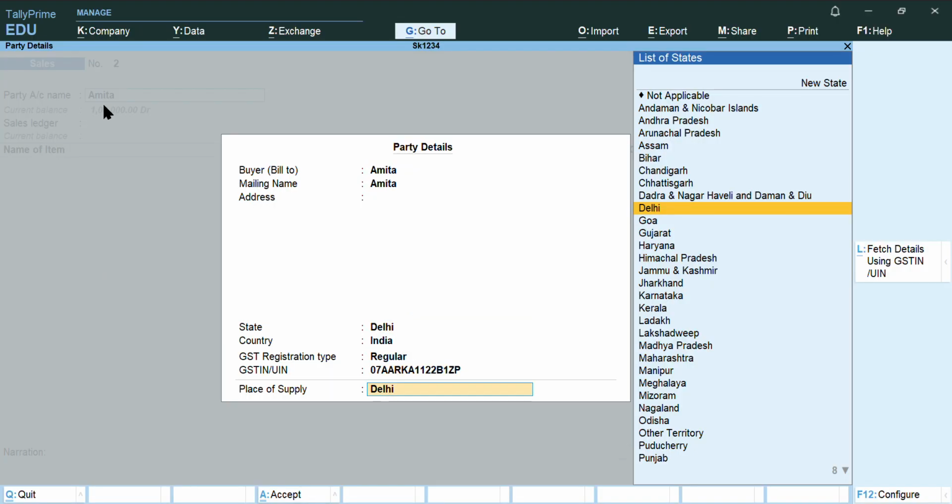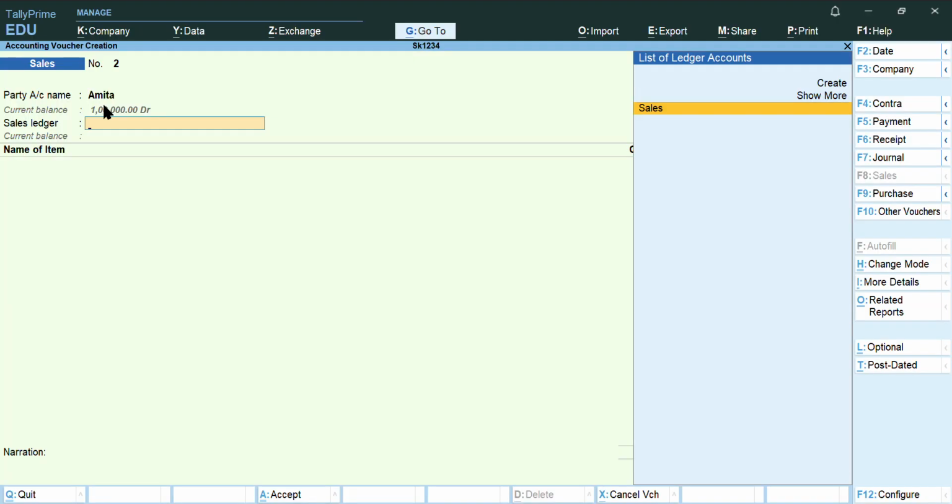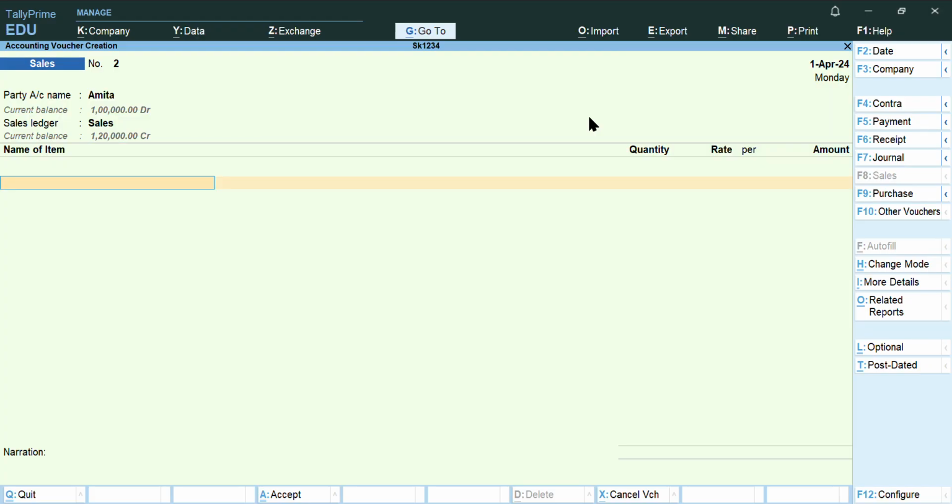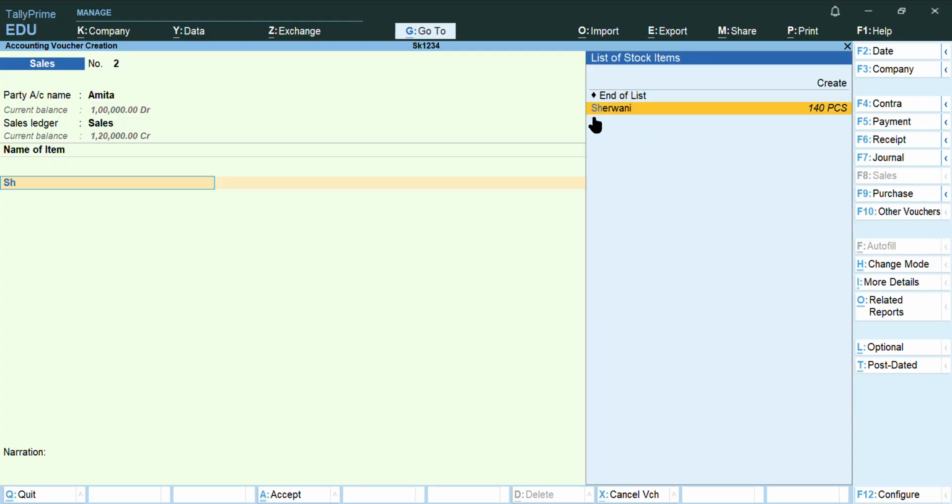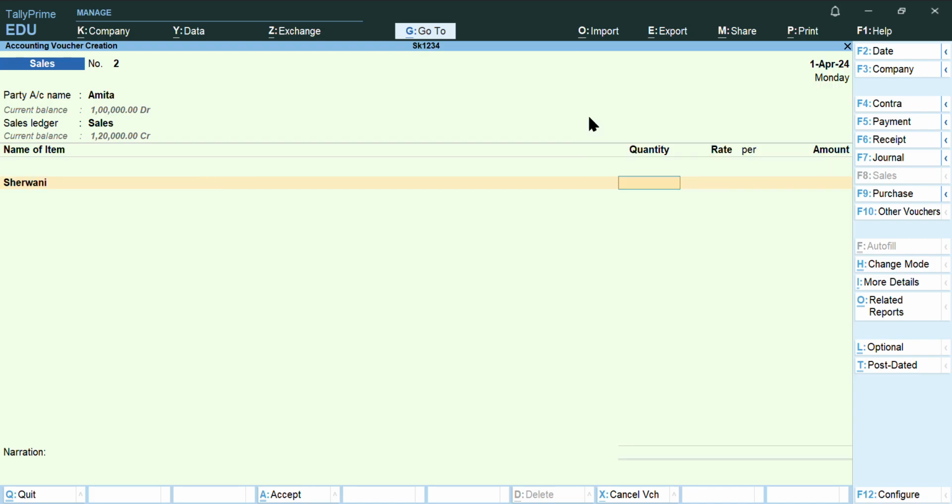Okay, and we come to the screen, sales ledger. Now when you come here, sales ledger, it is giving us this choice only because we have opened sales voucher. Okay, now what is the name of the item? Sherwani. Okay, enter the quantity is 100 at the price of 800. Now it has automatically written 800.